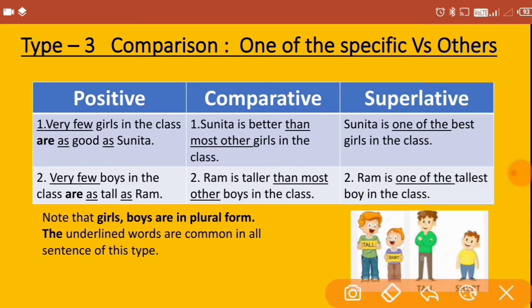And you must notice that the girls, boys, these words are used in plural form here, and the underlined words are common in all sentences of these types. Okay, next.